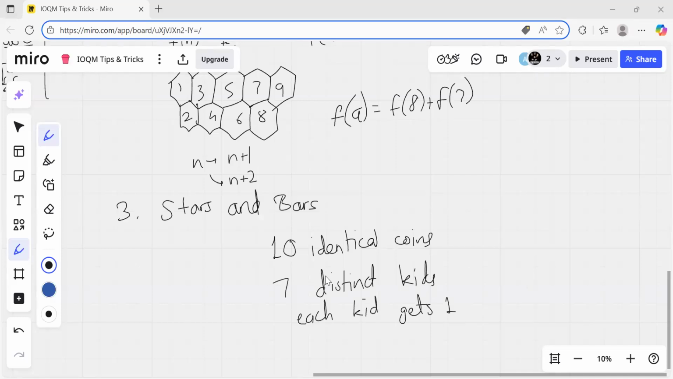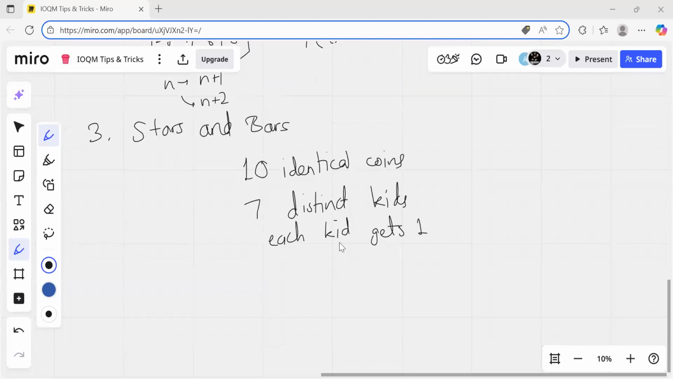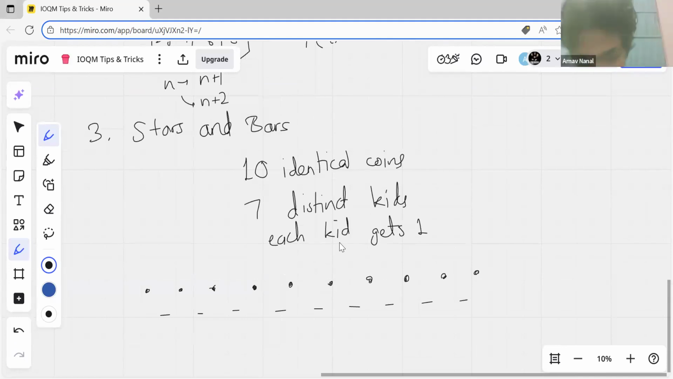So we just arrange the coins and then we introduce bars between them, so that those bars indicate the division of the identical coins. The number of possible placements of those bars is 9, and we want to place 6 bars so that the division is into 7. So 9 choose 6. Yes, that is absolutely correct.